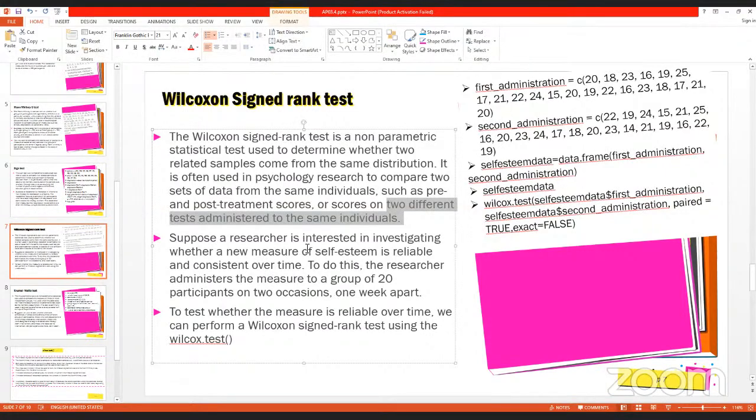So suppose a researcher is interested in investigating whether a new measure of self-esteem is reliable and consistent over time. To do this, the researcher administers the measure to a group of 20 participants on two occasions, 1 week apart. Okay. Now, this is the data.